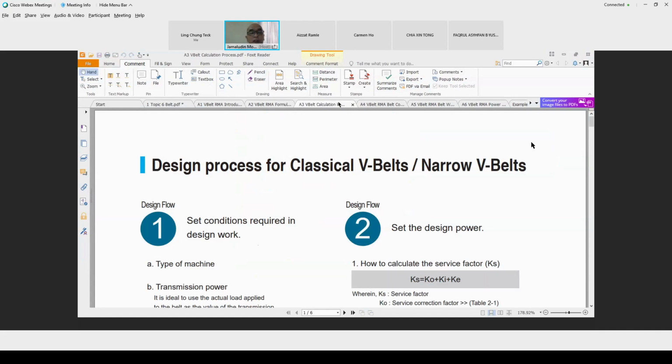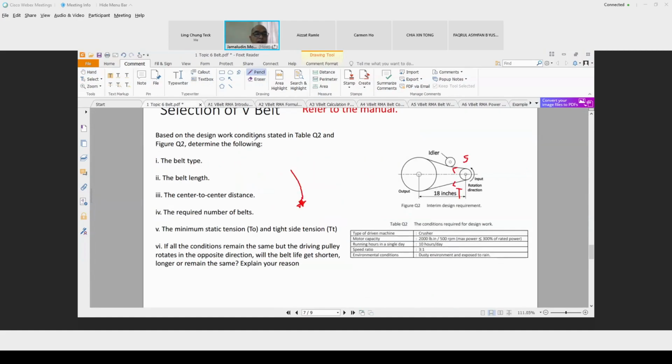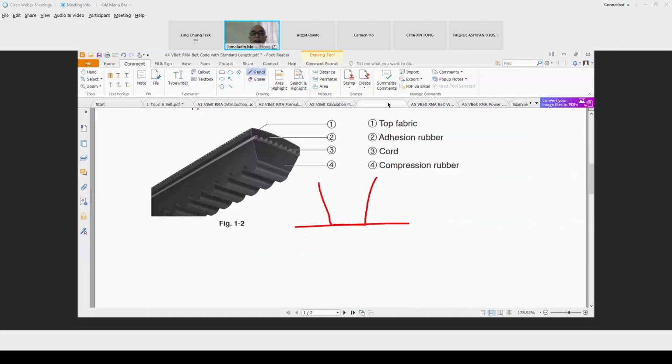Design process of classical wheel belt. We just follow this step for you to select the belt. Right, we just follow this step. Right now, remember your equation, your problem here. We just follow this step. The A3.